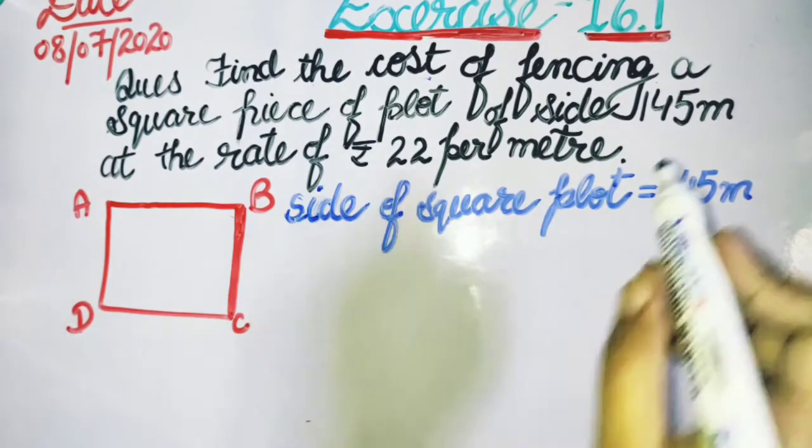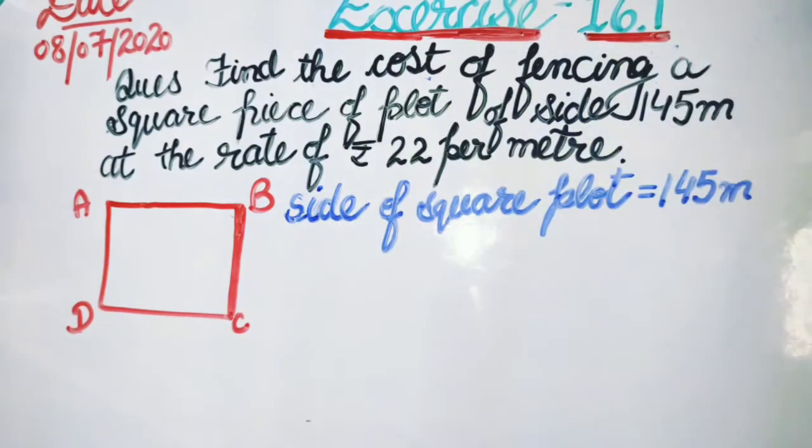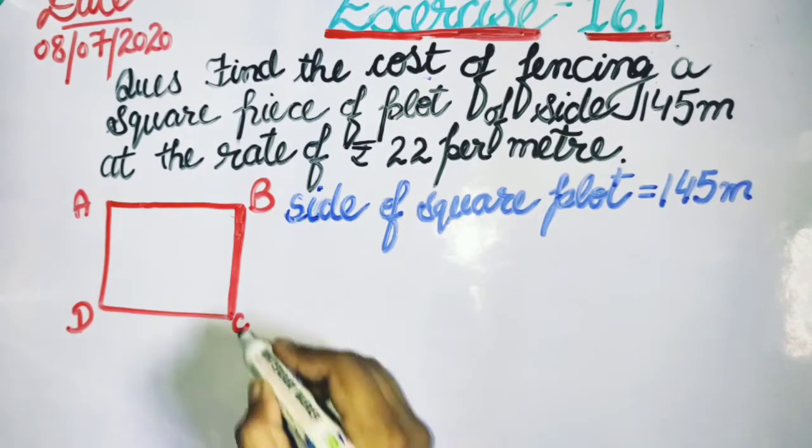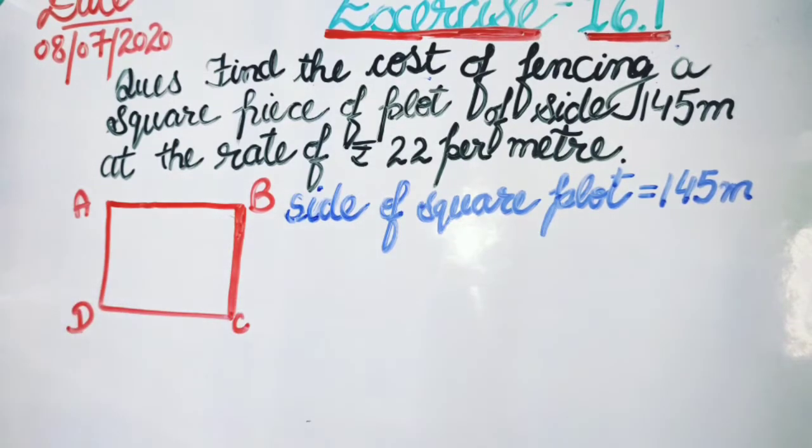So as we have to find out the cost of fencing, it is clear, students, that we have to find out the perimeter. Why? Because fencing means the use of wire at the boundary. When we are talking about the boundary, it means we have to find out the perimeter. So we will find out the perimeter of this square piece of plot.